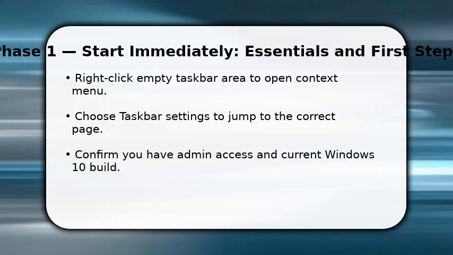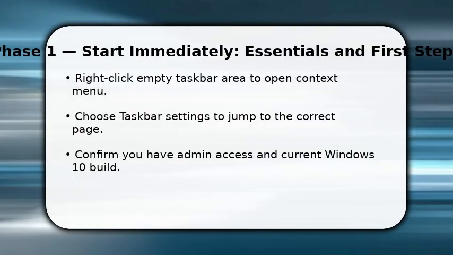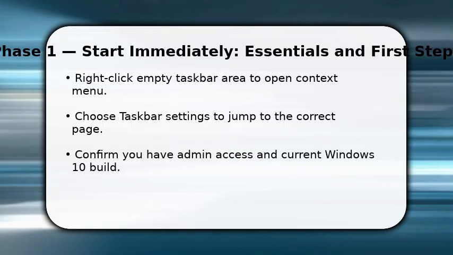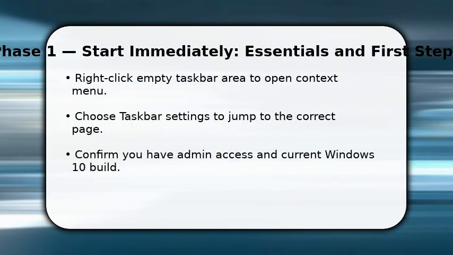Enjoy the video. You begin by opening the Taskbar context menu, right-click an empty area and select Taskbar settings. Once done, make sure you are on Windows 10 and signed into an account with administrative rights so changes persist. You do this because the setting lives inside that panel, not the control panel, and immediate access speeds the process.